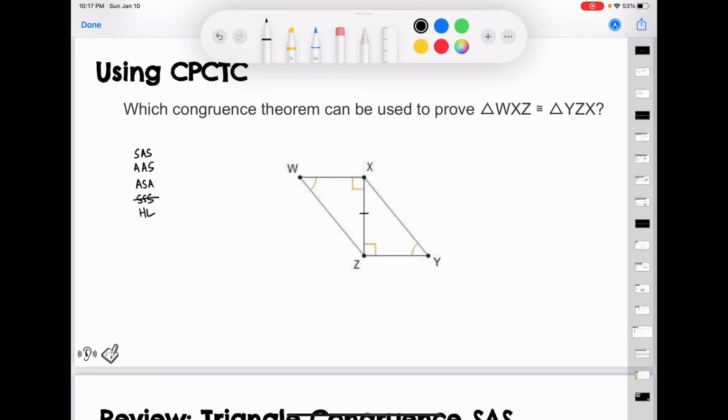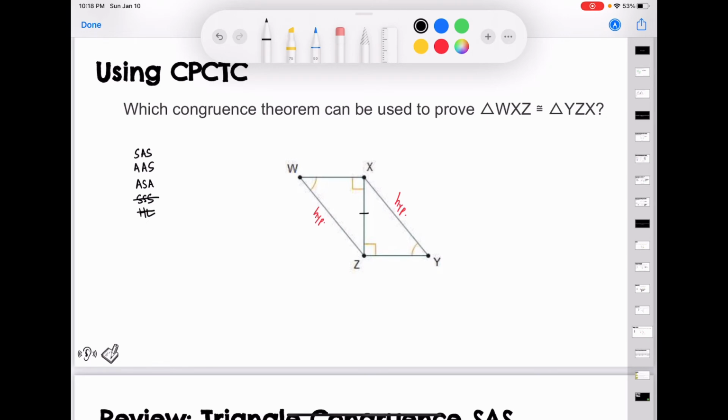But are we told anything about congruence of the hypotenuses? So this would be our hypotenuse, and this would be the hypotenuse. Well, we're not told that there's a congruence between them, so we wouldn't be able to satisfy or assume the congruence between those two sides. So I wouldn't use this one.